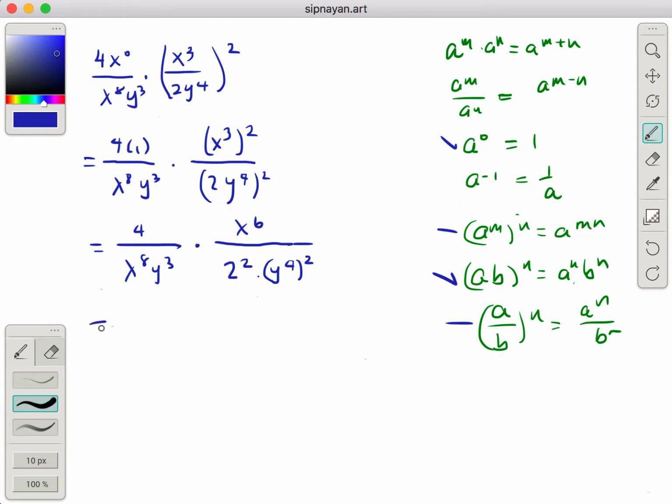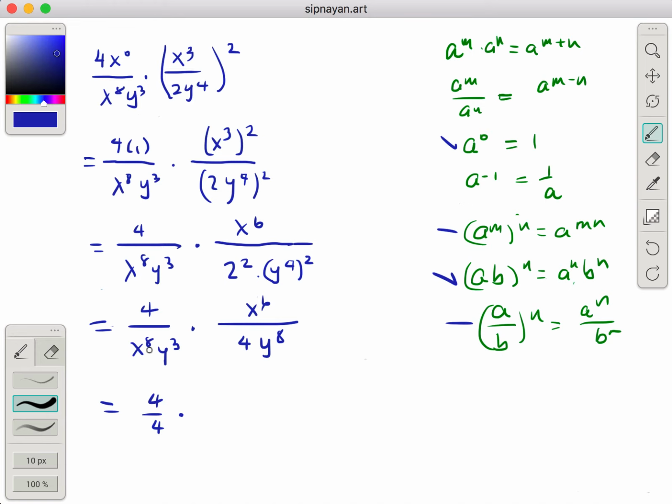Which is equal to, this one stays the same, x to the 8th y cubed times x to the 6th over 4 y to the 8th, no? Okay, na-simplify na natin lahat. Anong usually ginagawa natin? Pinagsasama natin yung mga numbers, and then we also combine yung mga same variables, no? So, we have 4 over 4. Actually, pwede na tayo mag-cancel dyan, but we will not use cancellation.